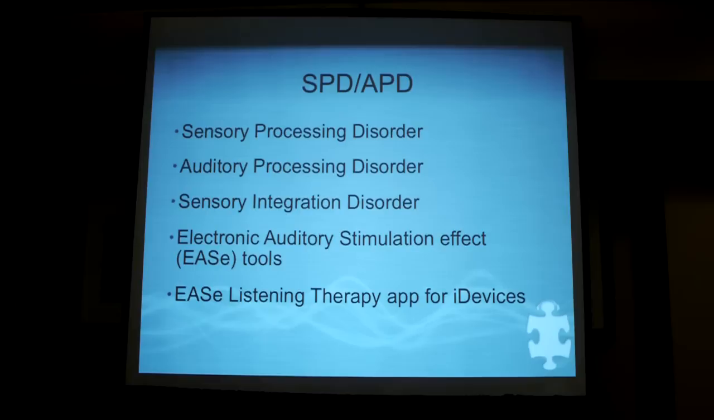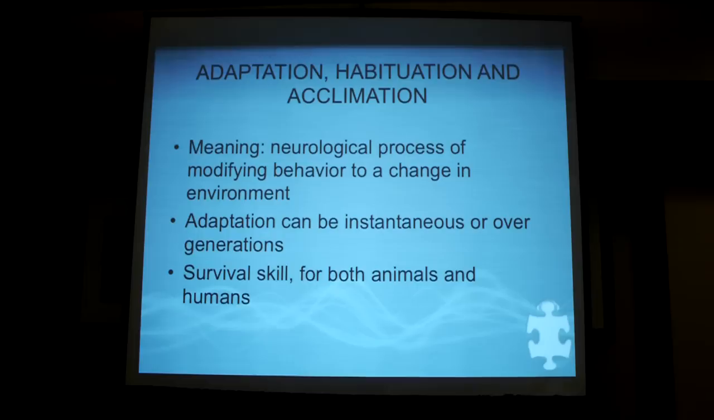So adaptation, habituation, and acclimation are all terms that describe the neurological process of a living organism modifying its behavior in response to a change in its environment. All living things must habituate, adapt, and acclimate in order to survive. We adapt microscopically and macroscopically. We adapt nearly instantaneously and over generations. We adapt autonomically, subconsciously, and consciously.